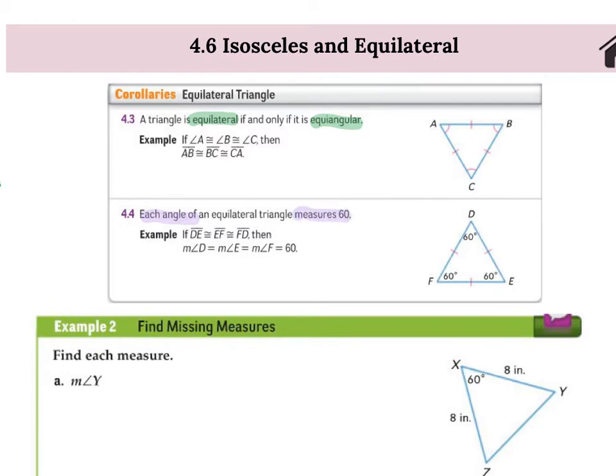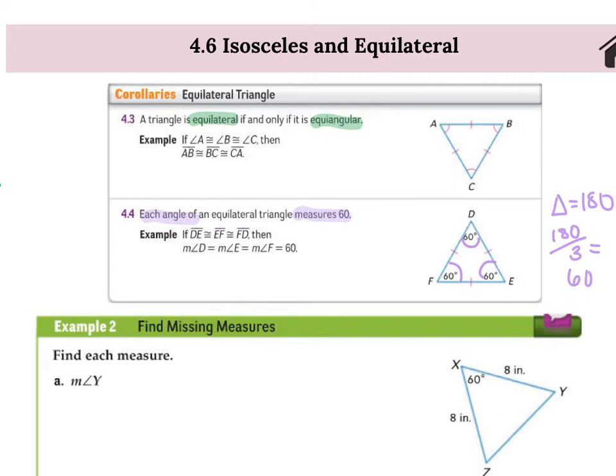And you think, well, why would it equal 60 degrees? Well, what do we know about triangles? A triangle has 180 degrees. And if I know that all three of my angles are congruent in an equilateral triangle, then I can say 180 divided by 3, which gives me 60.